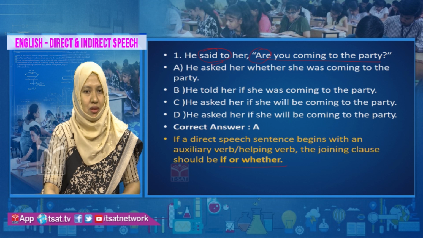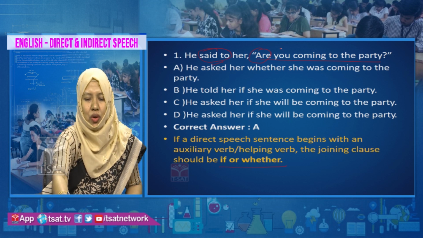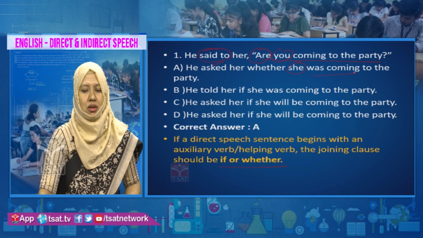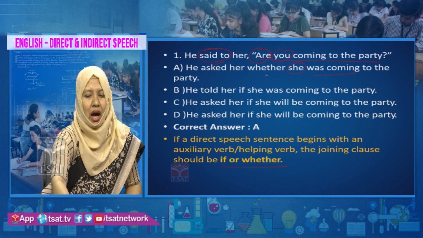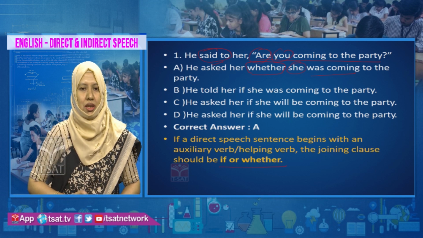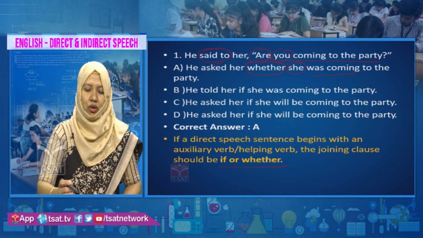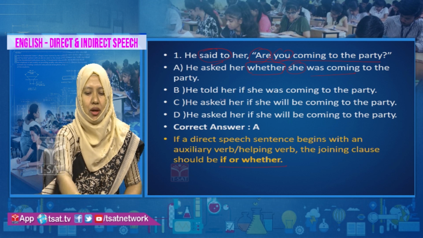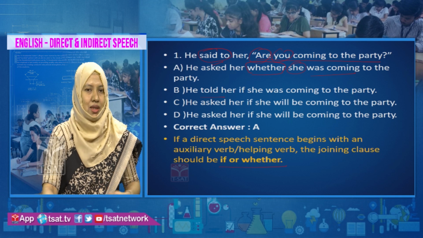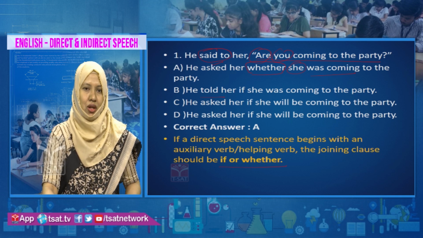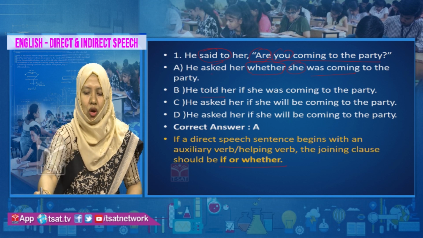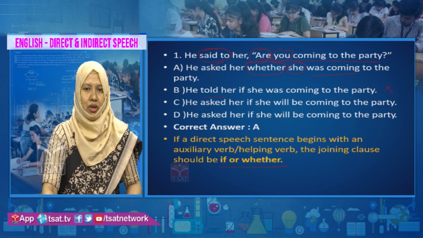He asked her whether she was coming to the party. "You" will change to "she", "coming" will change to "was coming", and "are" will change to "was". We can use "if" also, but if you look at other sentences, "he told her", "told" is used. It is not telling, it is an ask, he was asking, clarifying. So, "asked" is the suitable reporting verb. So, option B will be eliminated.